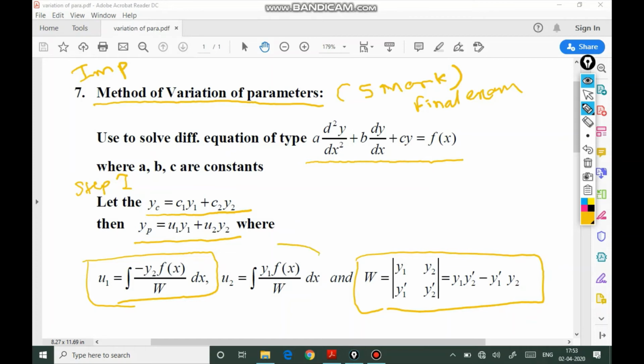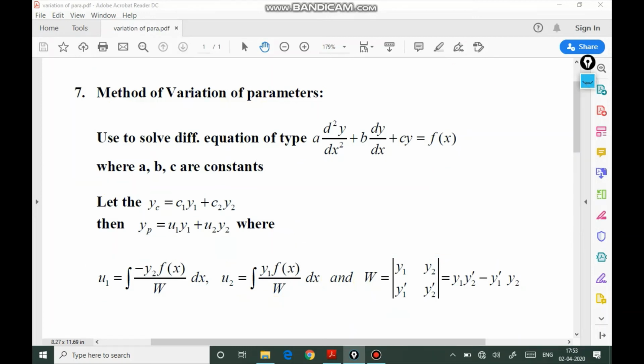Similarly, the formula for u2 that we have is the integration of y1 fx upon w dx. So that is about the theory. It's again formula oriented. Once you remember the formula, yes, we can use it to get the required solution. So that is about the theory.